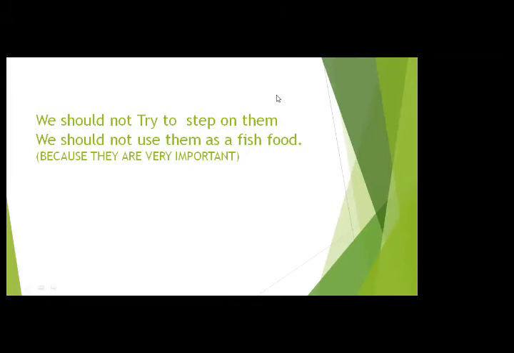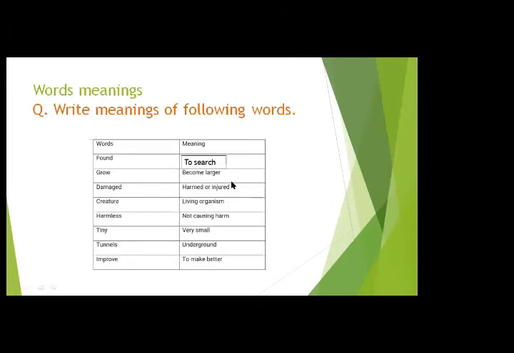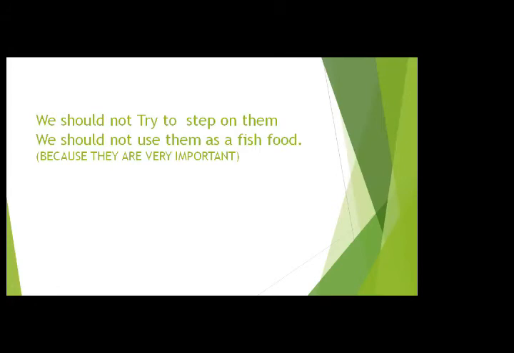Now, before moving towards words meaning, I just want to tell you about your copy work. In your copy, as I have told you, you have to make two portions, one for the text side and one for the composition side. On the text side, I will give you today the words meaning. First, you will make a title page: unit number 3, unit name, earthworm. Then on the next page, write the caption words meaning, then write the question, write meanings of following words, and then write the words meaning. After that, on the next page, write a caption of question answer, and then write the question answers over there.